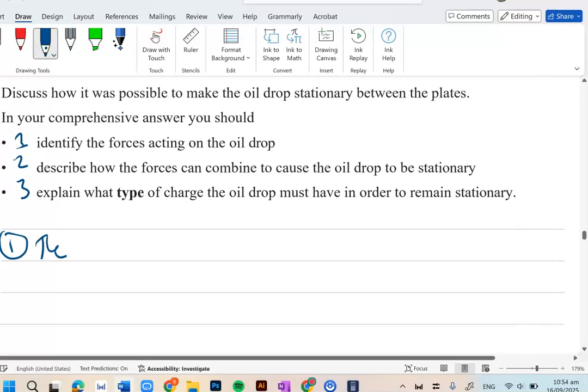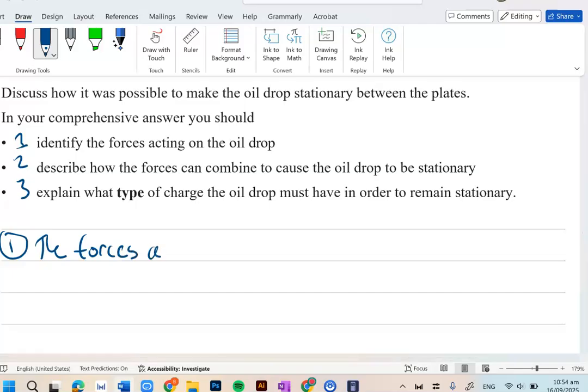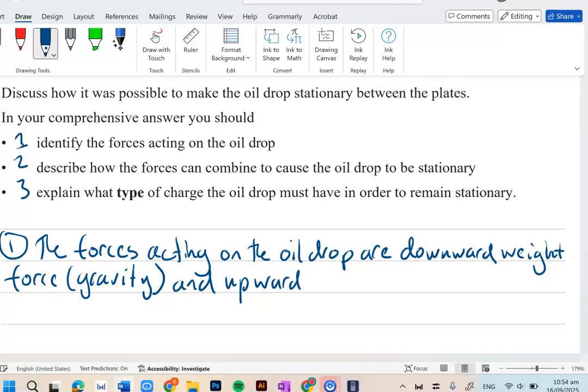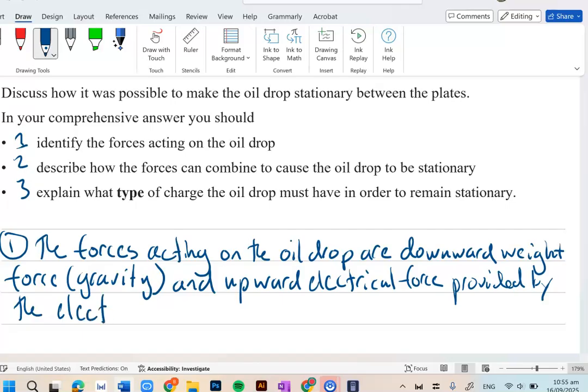So, the forces acting on the oil drop are downward weight force, which is gravity, and upward electrical force, which is provided by the electric field. Okay, that's bullet point number 1.